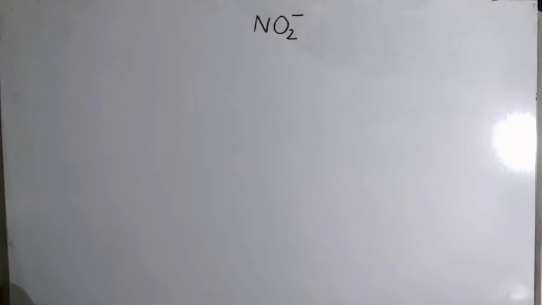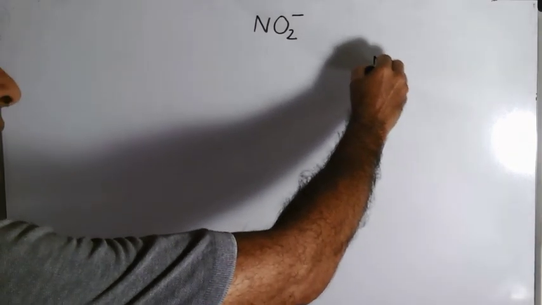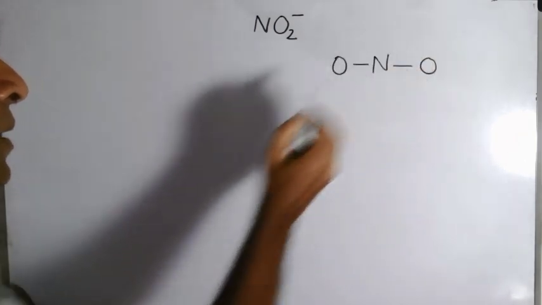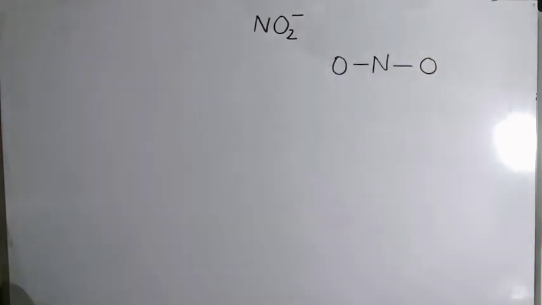I am going to describe the nitrite ion today. First, let us draw the basic skeleton. Nitrite ion has two oxygen atoms and one nitrogen atom. So nitrogen is going to be the center atom and it has one negative charge.